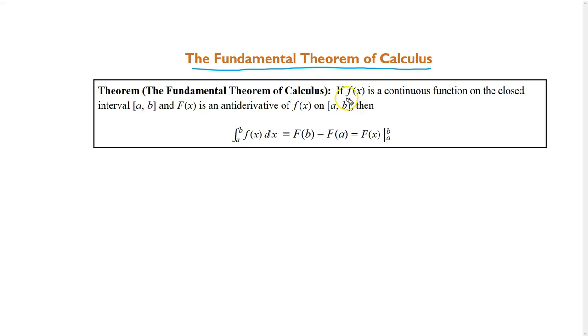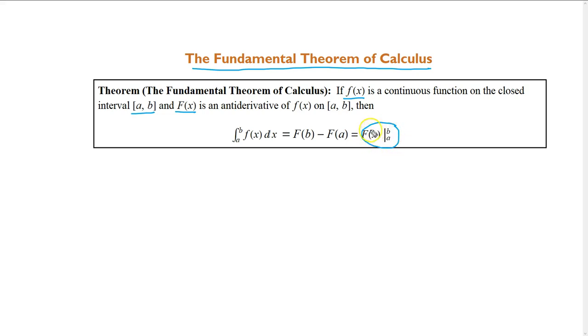We start out with little f being a continuous function on a closed interval [a, b], and we assume that capital F is an antiderivative for our function little f on the closed interval [a, b]. Then the definite integral of little f from a to b is actually equal to the antiderivative of f evaluated at b minus the antiderivative of f evaluated at a. And this is the notation that we use to denote that.